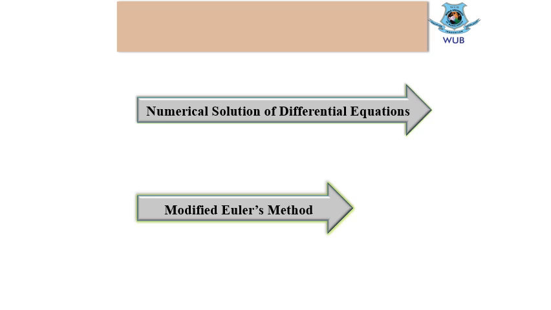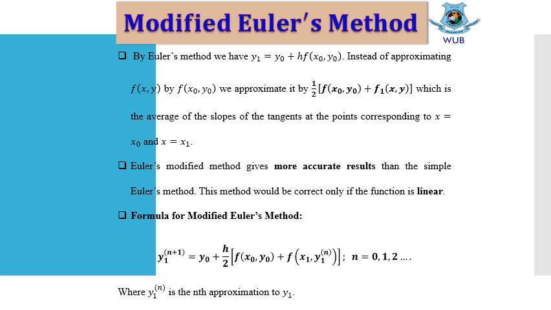In this lecture I would like to discuss another method, which is the modified Euler method, another solution method for differential equations, or ODEs. Now let's start. For the modified Euler method, we consider y1 equals y0 plus h f(x0, y0). Instead of approximating f(x,y) by f(x0, y0), we approximate it by half of f(x0, y0) plus f(x1, y1), which is the average of the slopes of the tangent at the points x equals x0 and x equals x1.